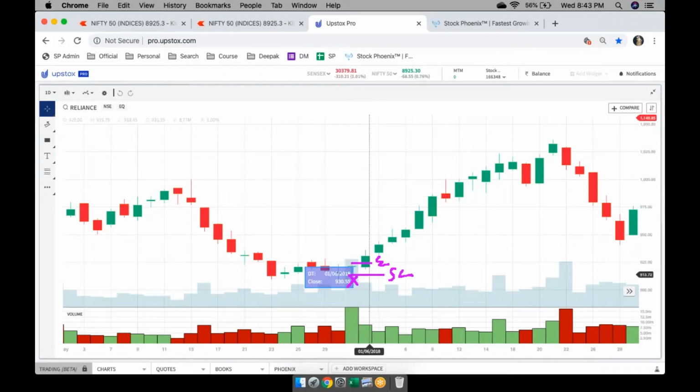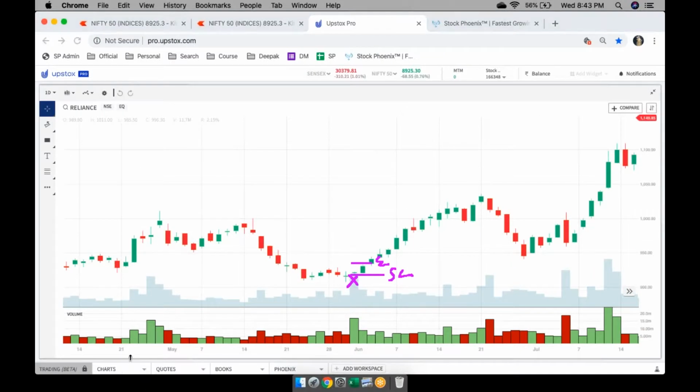My risk is only 12 points, which is less than 1.5%. 924 is my entry. My stop loss is 912. Almost 1.5% is my stop loss. So I want to take this chance. You can see there is a good reversal. Same like that, I'll show you in different places. Just wait a minute.